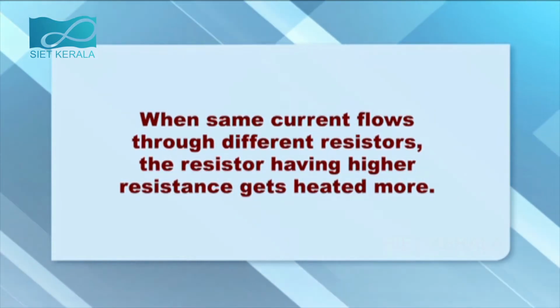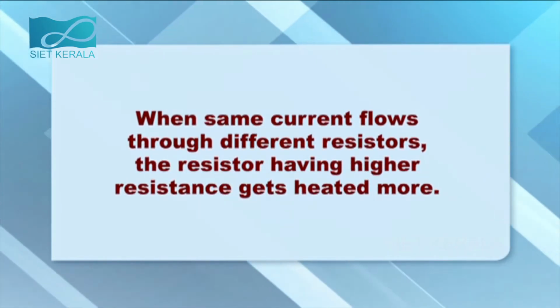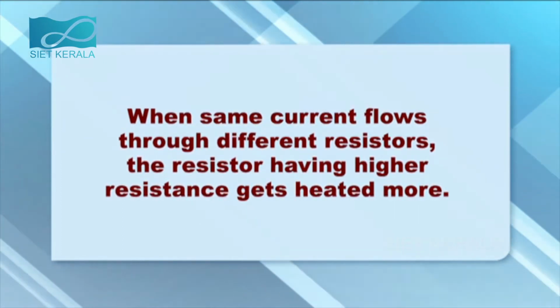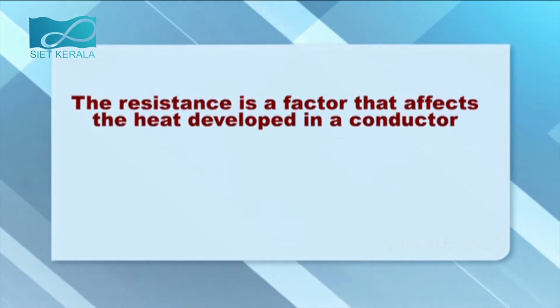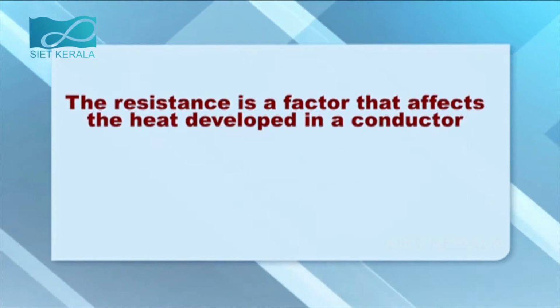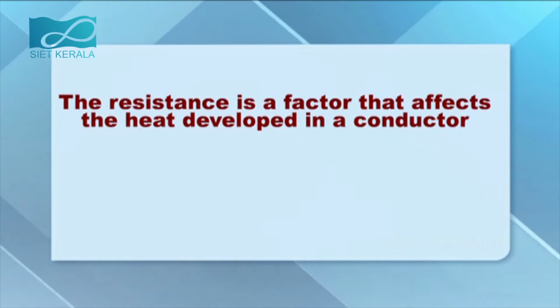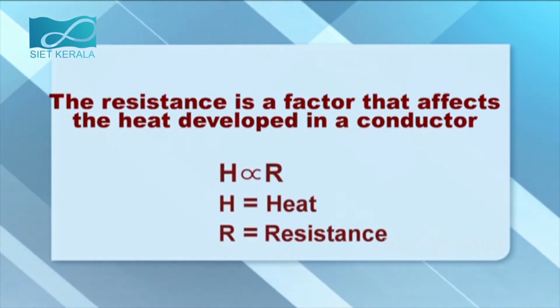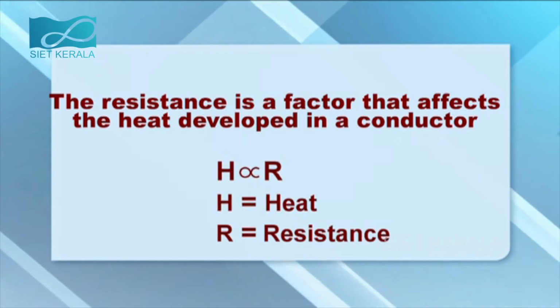When the same current flows through different resistors, the resistor having higher resistance gets more heated. That is, resistance is a factor that affects the heat developed in a current carrying conductor. This can be expressed as H proportional to R.